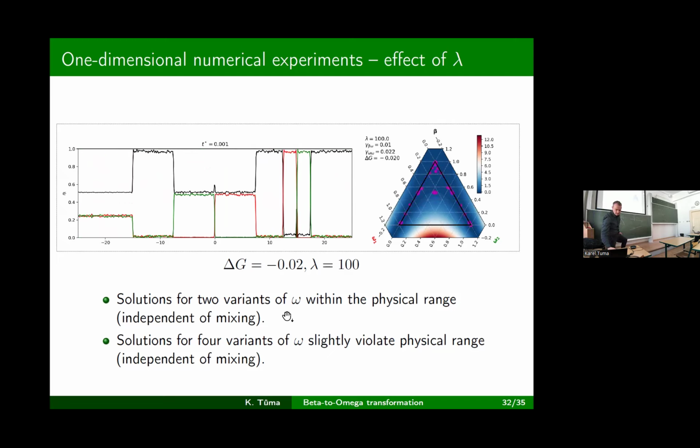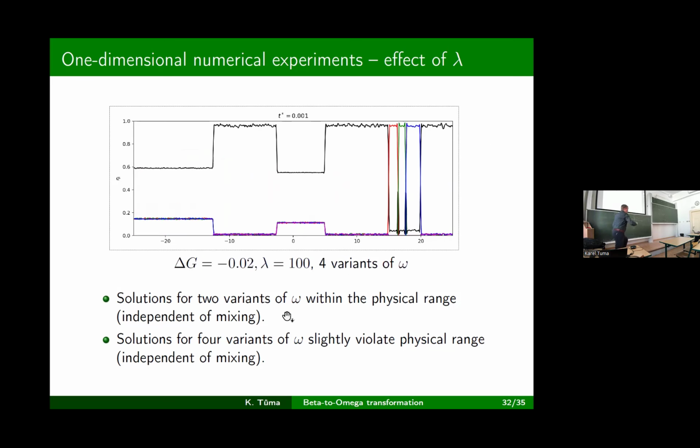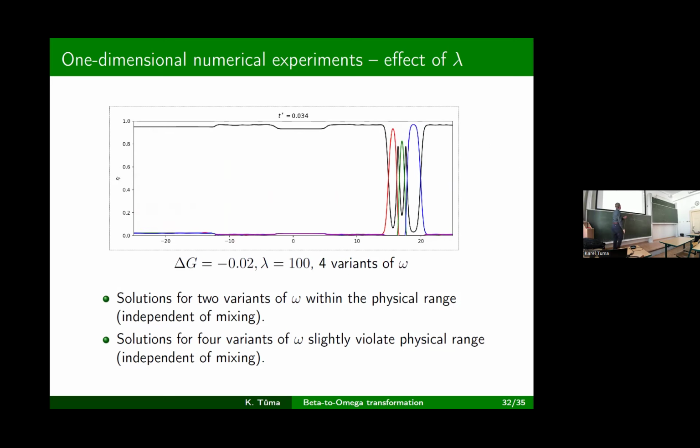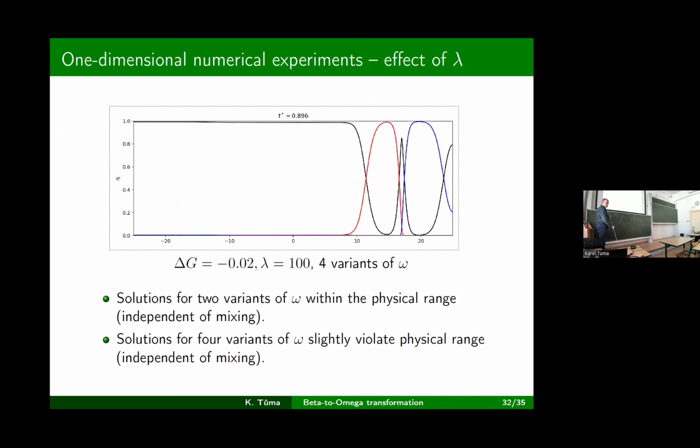So this was in 1D with 1 beta and 2 omegas. Now this is a simulation with 1 beta and 4 omegas. With the same parameters, again you can see that in the steady solution we have two variants of omega and beta in between. So this works quite fine.